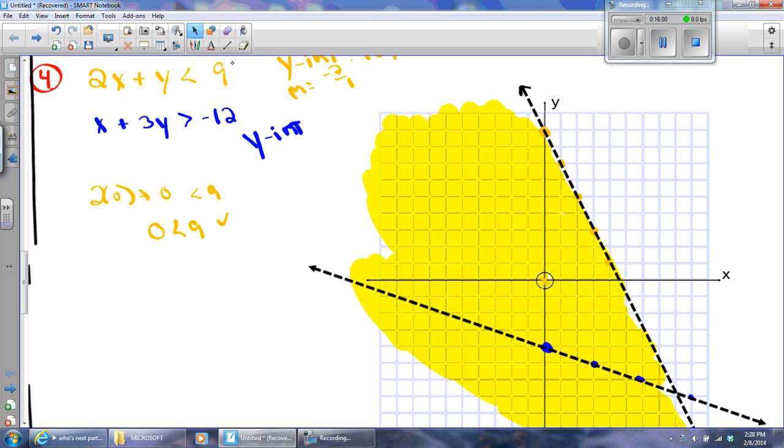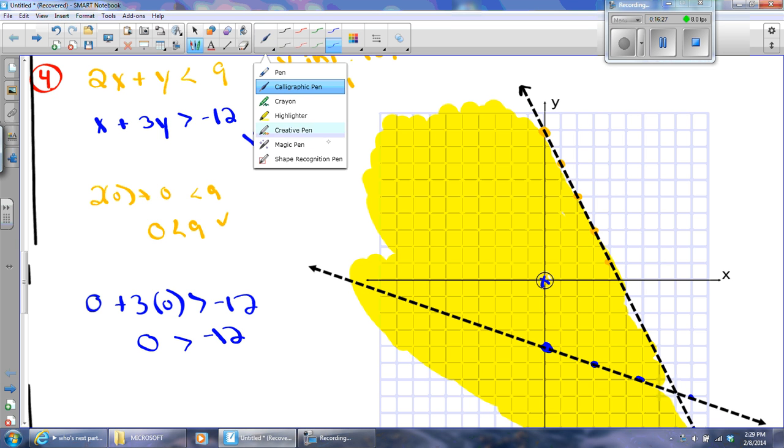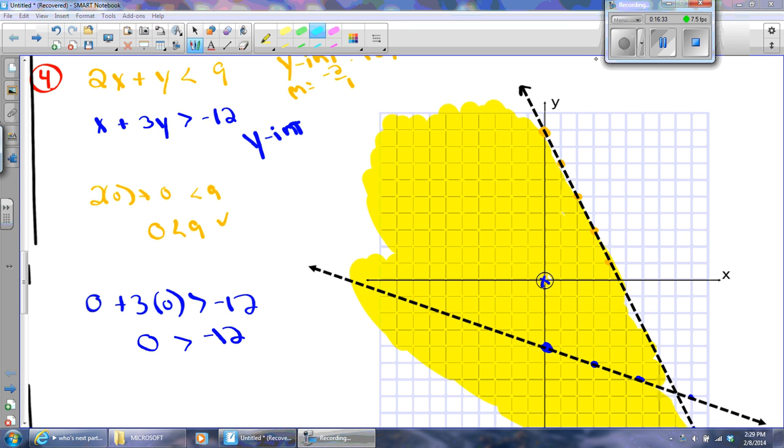And now I got to do a test point and see where I should be shading. So I'm going to plug 0, 0. I can use the origin again for my test point because the line does not go through the origin. I do 0 plus 3 times 0. Is that greater than negative 12? Well, the left-hand side simplifies to 0 again. And is that greater than negative 12? It sure is. So that means I'm going to shade above the line. Okay, so I got a true statement, and that means I'm going to shade above the line where the origin lies.